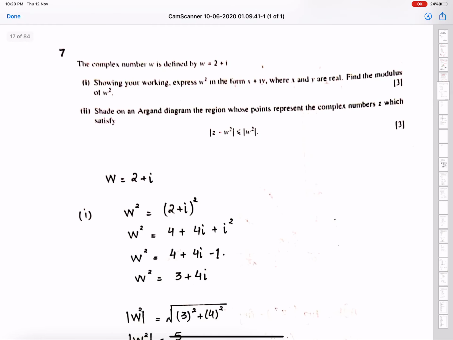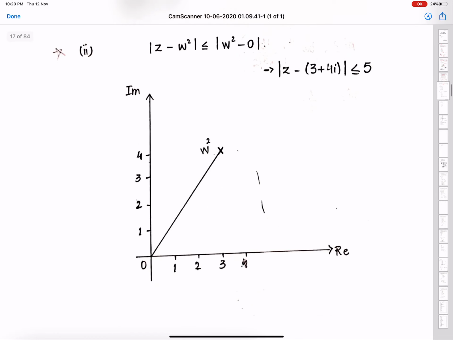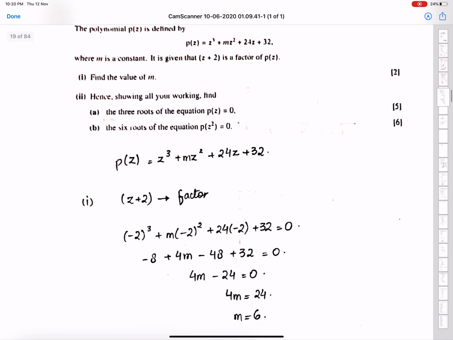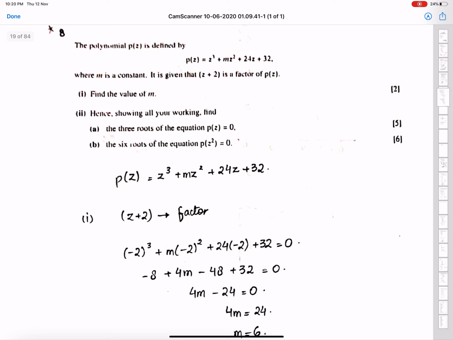Question 7 is simple. Therefore, I'm leaving this question. This means circle. So you know how to draw the circle. I'm leaving this. I'm not drawing this circle. Now this is a good question. Question number 8. A very good question.